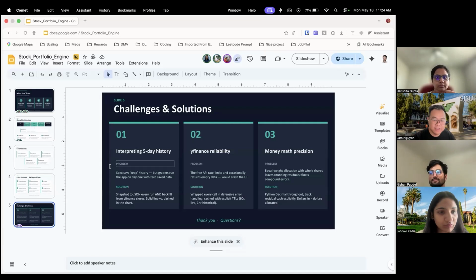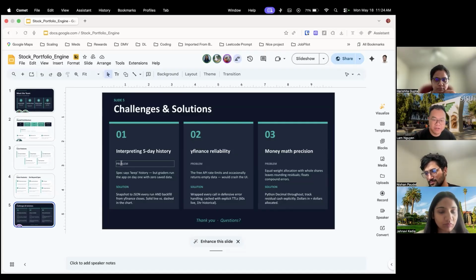In the next slide, we hit 3 main challenges during implementation. The first was interpreting the 5-day history requirement. The spec says keep 5 days of history, which implies persistence. But on day 1, a grader running the app has no history yet. We solved this by implementing both mechanisms.